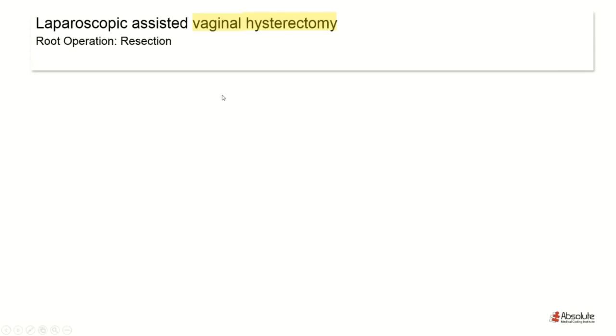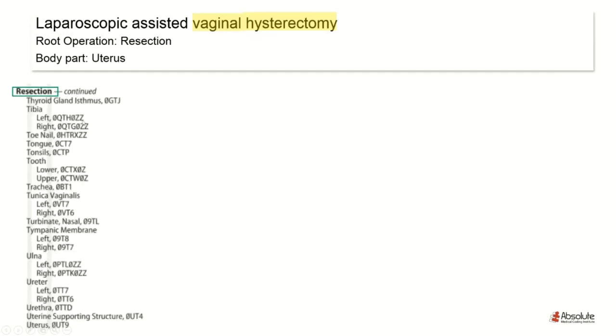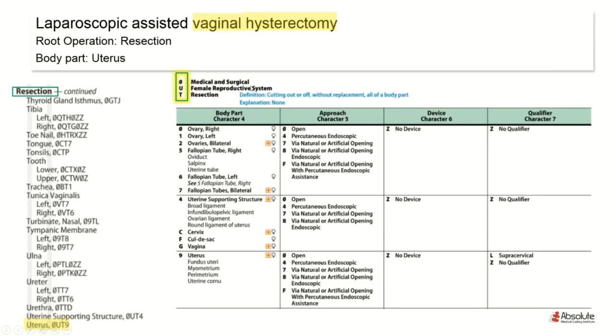And if you said resection, outstanding. And then let's think about the body part. What is a hysterectomy? Hysterectomy is resection of the uterus. Let's look up our root operation. Resection of the uterus takes us to table 0UT with that fourth character 9. 0UT. Medical and surgical section, female reproductive system, resection. And the objective of a resection is cutting out or off without replacement all of a body part. And that's indeed what happened. That uterus was totally removed without replacement, the entire uterus.